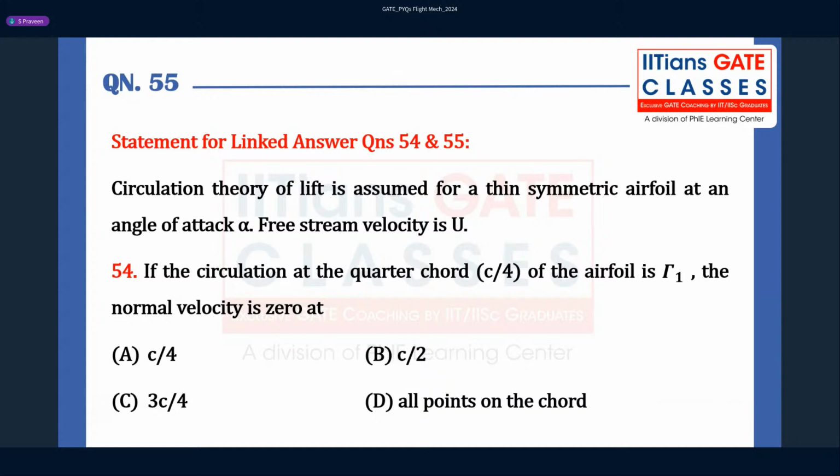My answers were wrong, because I didn't have that much exposure to aerodynamics, and it's been 3 years since I touched it. So let's take this question. Circulation theory of lift is assumed for a thin symmetric airfoil at an angle of attack alpha, wherein the free stream velocity is u. If the circulation at the quarter chord of the airfoil is gamma 1, the normal velocity is 0 at dash. Let's try to do this, a pretty simple one.